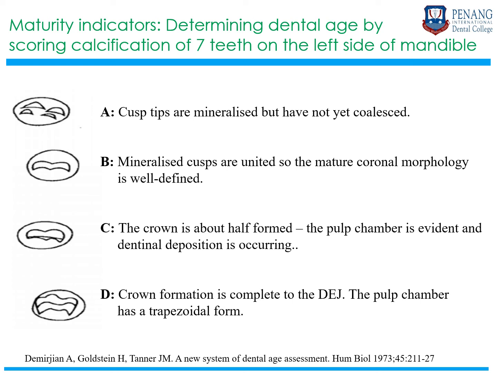Here you are seeing in A, the cusp tips are mineralized but have not yet coalesced. So they are mineralized but they have not formed one unit as a whole. In B, the mineralized cusps are united, so the mature coronal morphology is well defined. In C, the crown is about half formed, the pulp chamber is evident, and dentinal deposition is occurring. In D, the crown formation is complete to the dentino-enamel junction. The pulp chamber has a trapezoidal form.